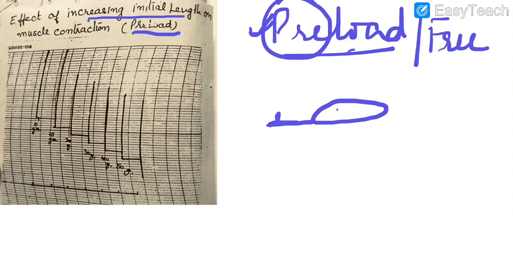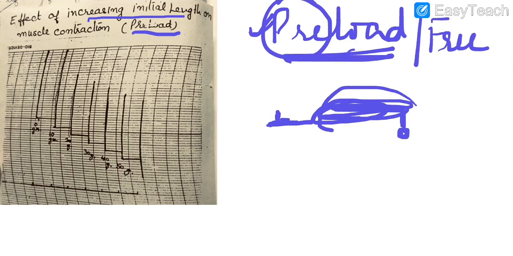But if we initially stretch this muscle out, how will we stretch initially? By providing a particular weight. Say in this 10 gram, 20 gram, 30 gram. So we hang a weight of 10 gram over here. Then what will happen? This muscle will get stretched out, and then we start stimulating. So that is preloaded muscle, means beforehand it was stretched out and then we stimulated and we recorded the contraction.